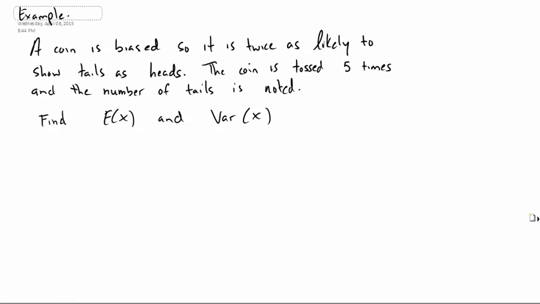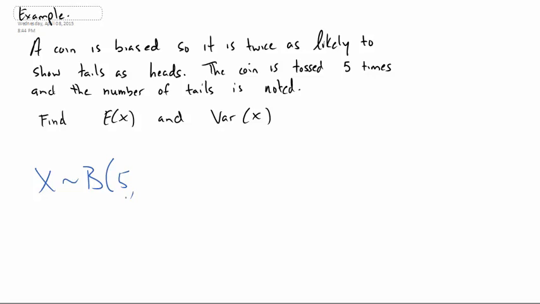And finally, we have a biased coin, so it is twice as likely to show tails as heads. The coin is tossed 5 times and the number of tails is noted. Find the expected value and find the variance for this magical weighted coin. Well, this is a binomial distribution. X is distributed as a binomial. How many trials are there? There's 5.